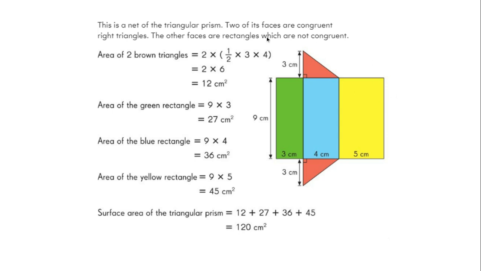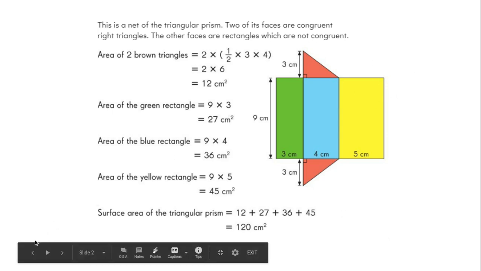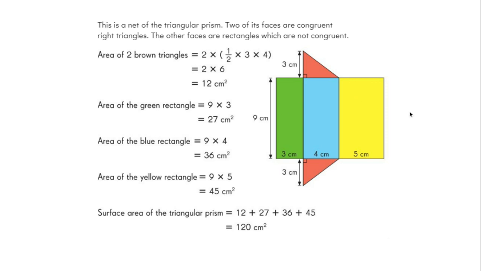Okay, this is a net of a triangular prism. And we're going to do the exact same thing. We are going to take all the different parts, find the areas of them, and then add them together. So let's look at the different parts that we have. We're going to start with the triangles. So we have two triangles. We have one green rectangle, one blue rectangle, and one yellow rectangle. And to make it fun, they made them all in different sizes.